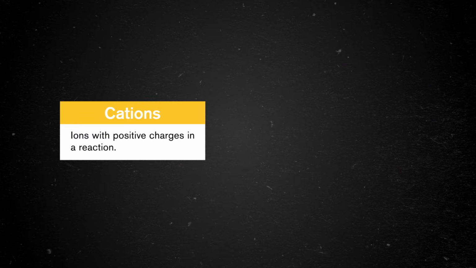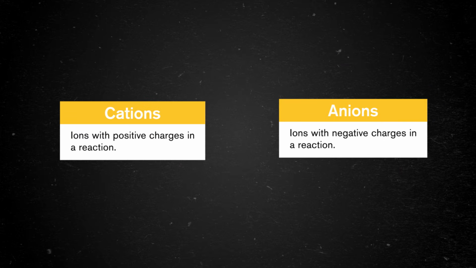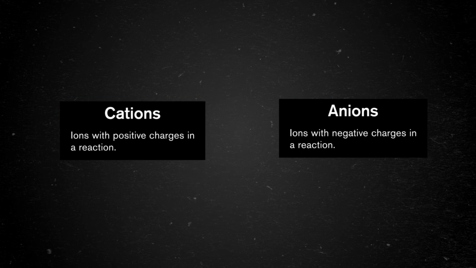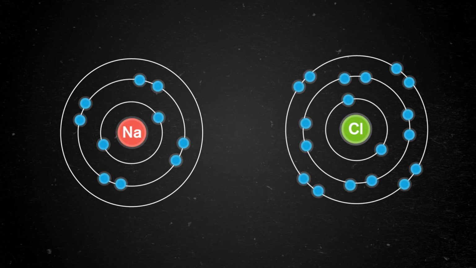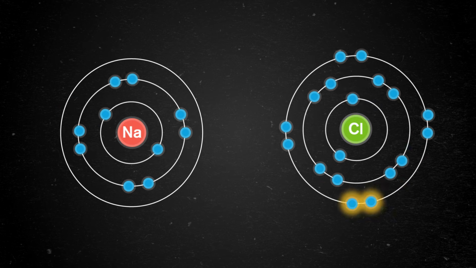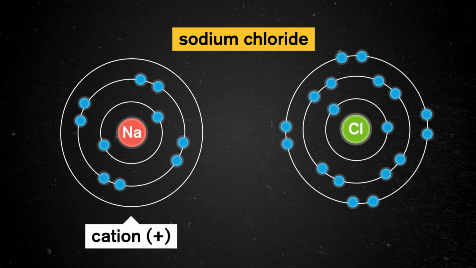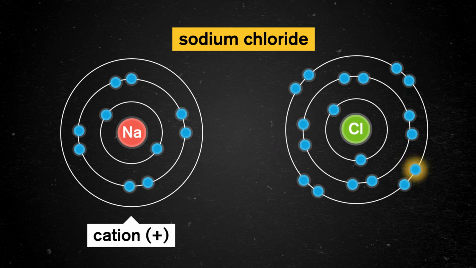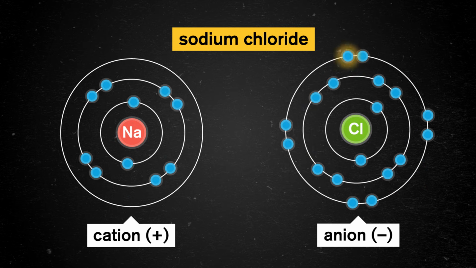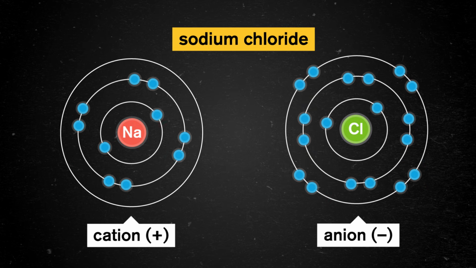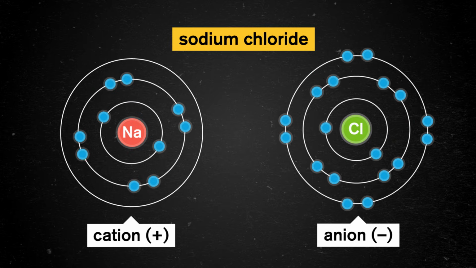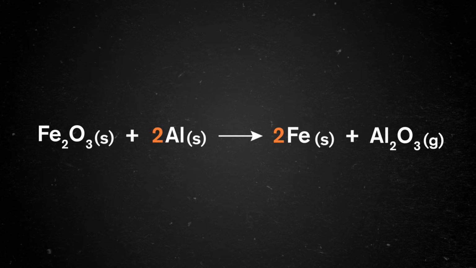Cations are ions with positive charges in the reaction, while anions are ions with negative charges. The positives and negatives attract each other, bringing those ions together into an ionic compound, like sodium chloride here. Sodium's lost an electron, so it's a cation, while chlorine gained an electron, and it's our anion. So not only are the reactants swapping substances in replacement reactions, they're also swapping charges. In the thermite example above, it's the oxide anion with a -2 charge that swaps position.